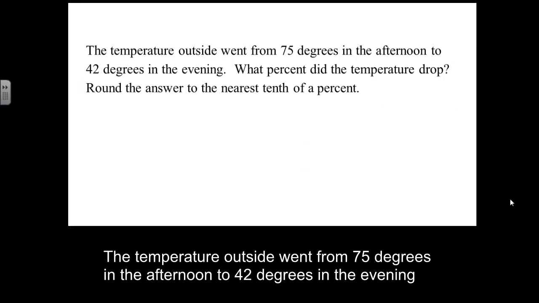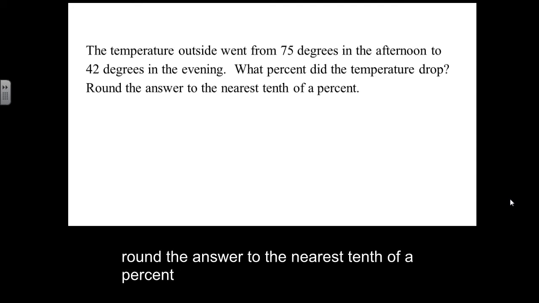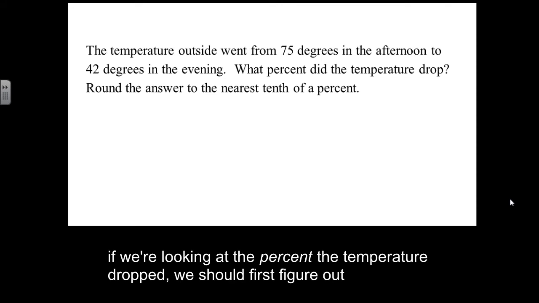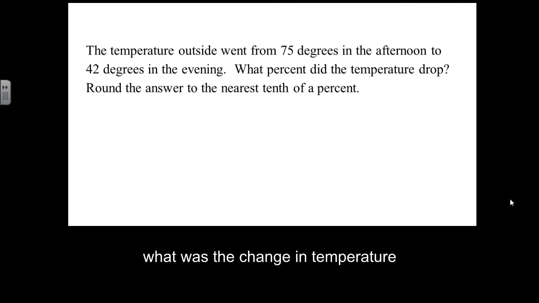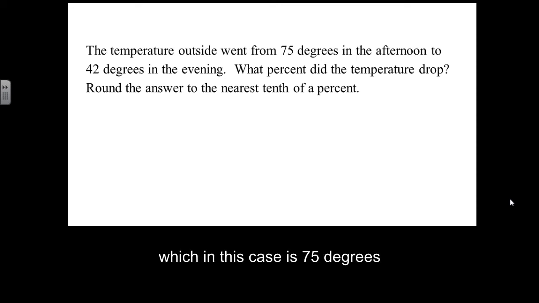The temperature outside went from 75 degrees in the afternoon to 42 degrees in the evening. What percent did the temperature drop? Round the answer to the nearest tenth of a percent. For a question like this, if we're looking at the percent that the temperature dropped, we should first figure out what was the change in temperature. Then we need to understand the change is a certain percent of the original amount, which in this case is 75 degrees.